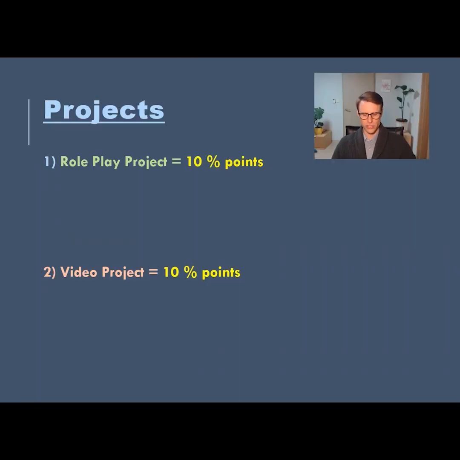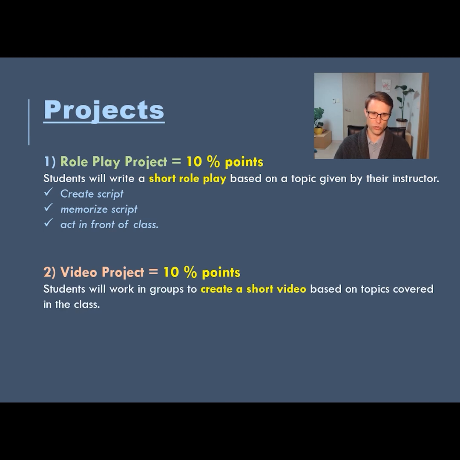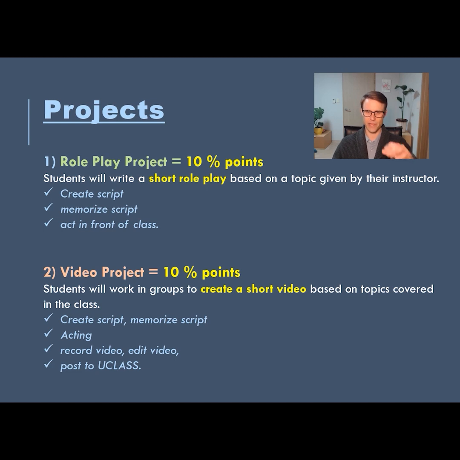We will have two projects in our class. We will have a role play project and we will have a video project. So those are both 10% of your score. Role play is pretty simple, pretty easy. You're going to write a short conversation with a partner, 2 or 3 people. You're going to create a little conversation and you are going to perform that. And then the video project, you're going to make a short video about a topic that you are interested in. And you're going to create a script, do a little bit of acting or just some presentation. You're going to record and edit that and post that to UClass. Those are the 2 projects.